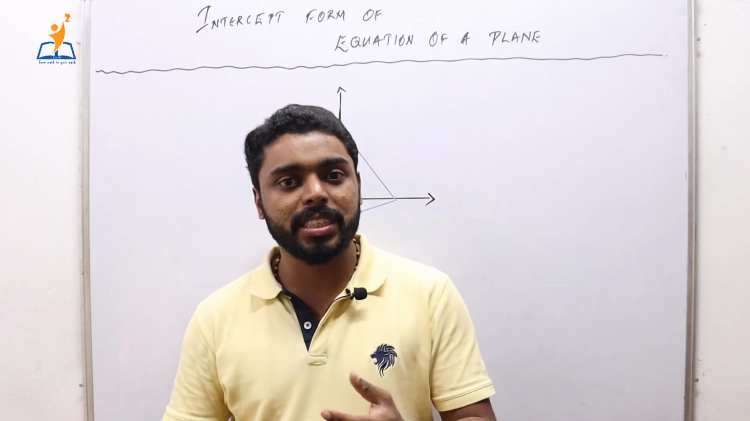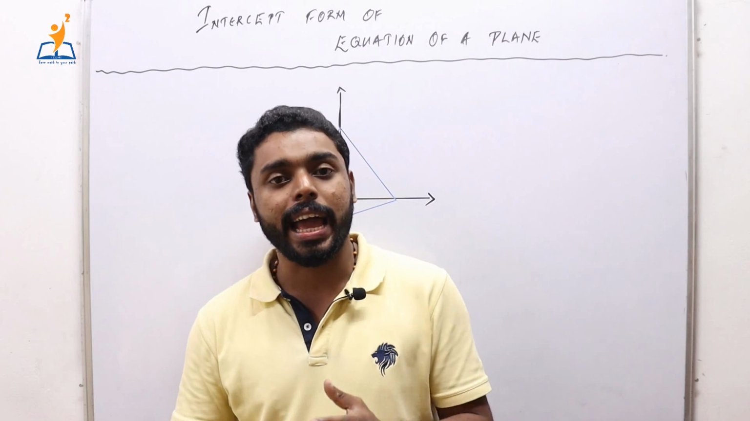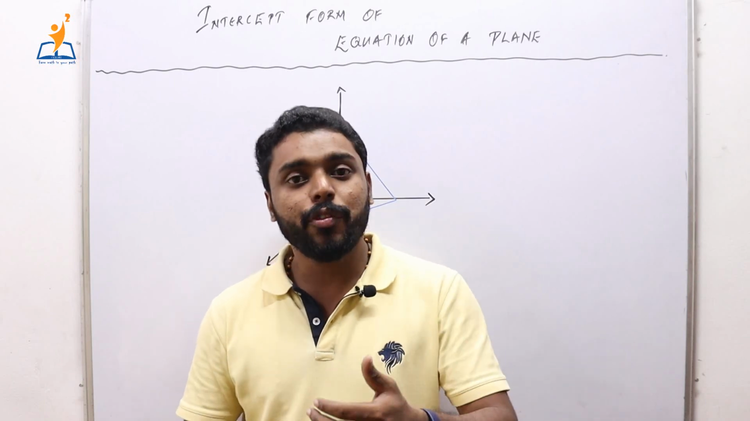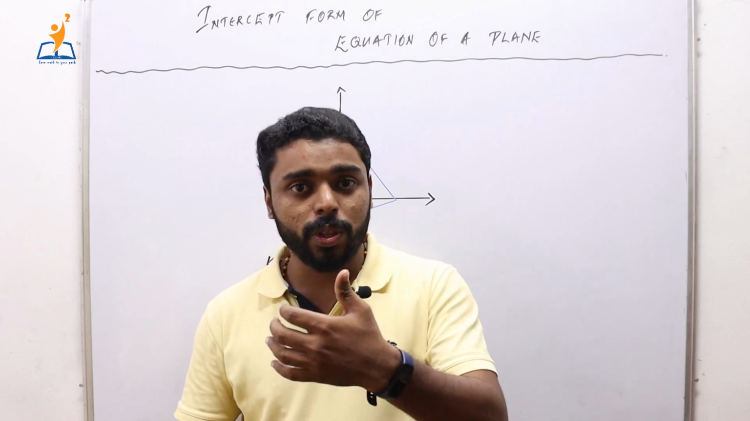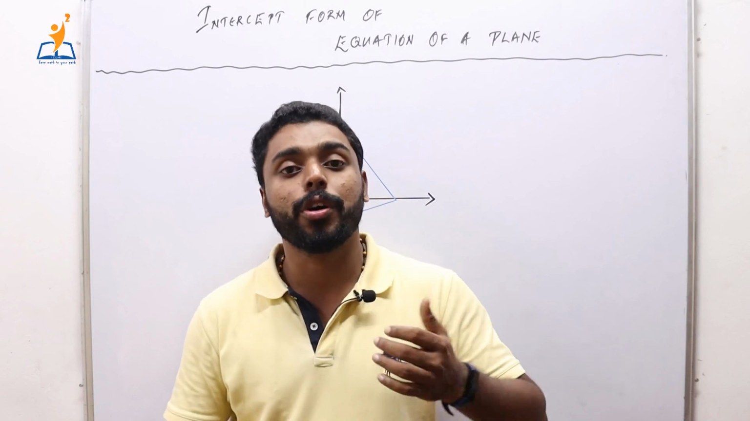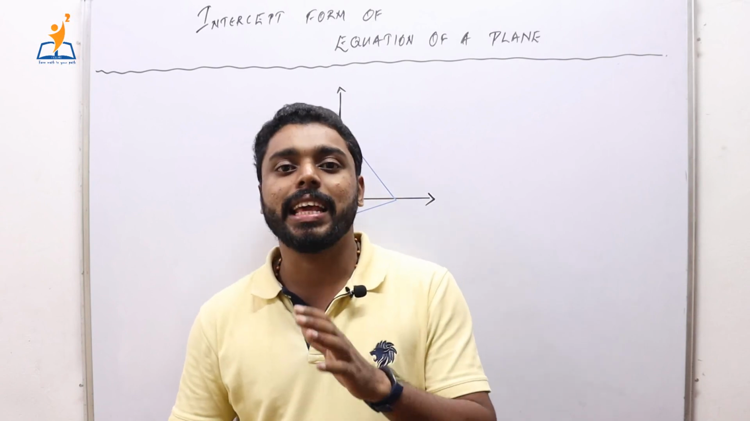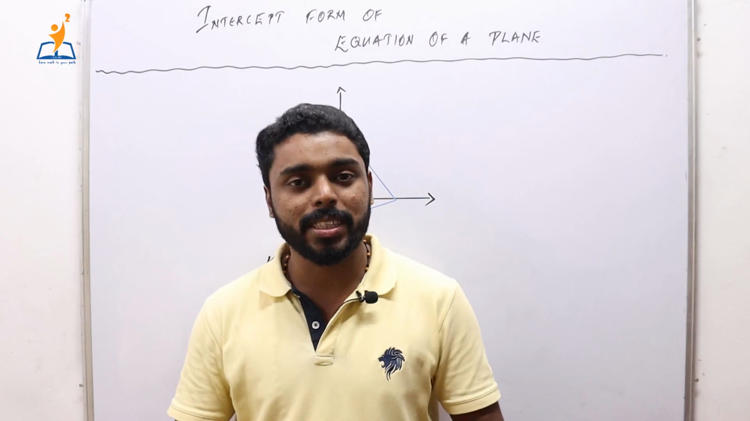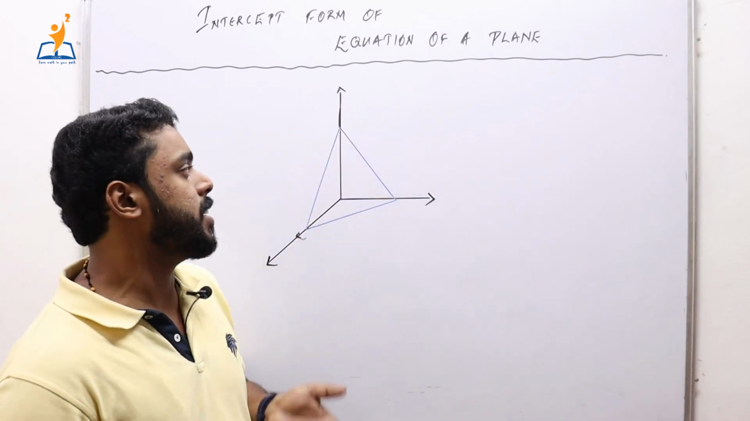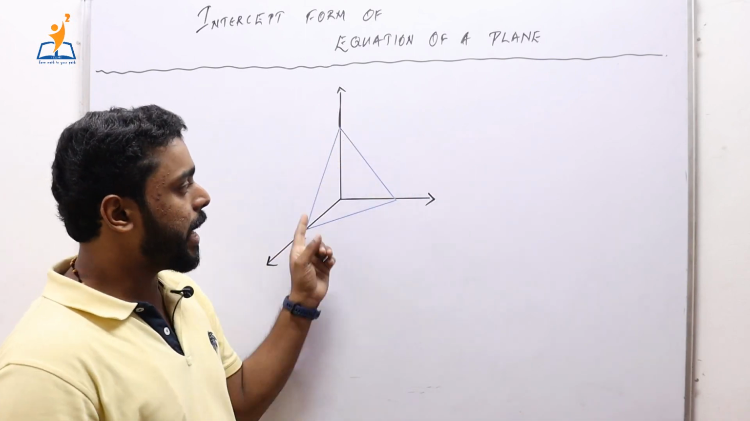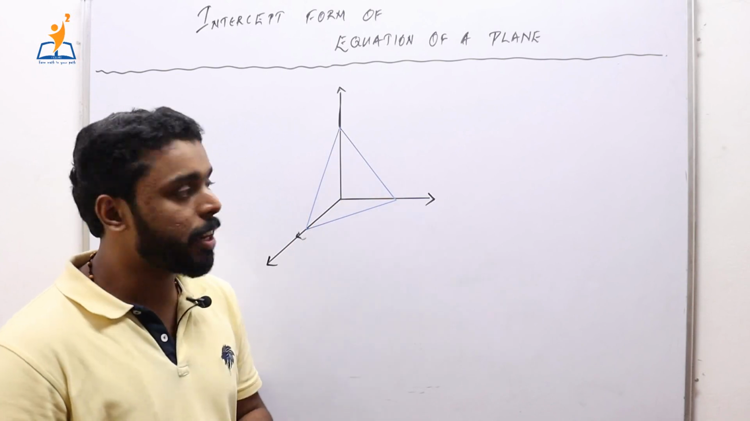Suppose that the plane which we are provided with cuts the axes in different positions. Suppose that we know the distance from the origin to the point of interception. Then we can easily find the equation of the plane. Suppose that our plane looks like this. Then we know that the plane cuts the axes in 3 different points.